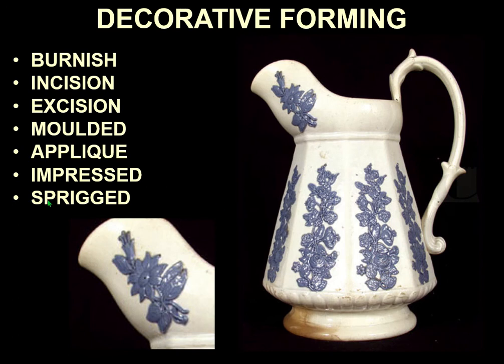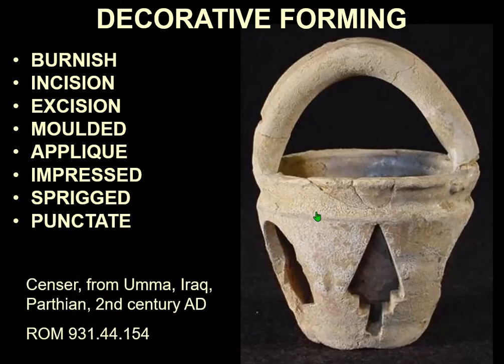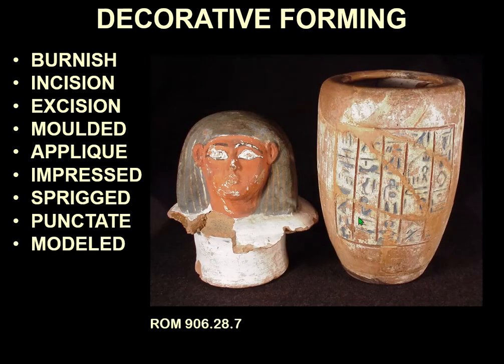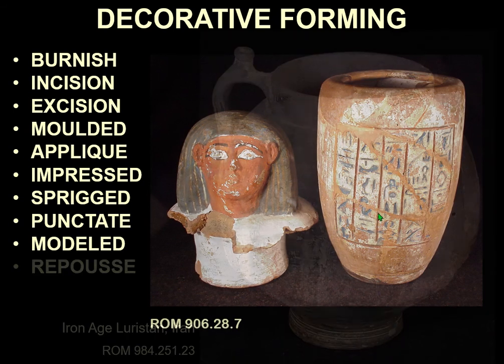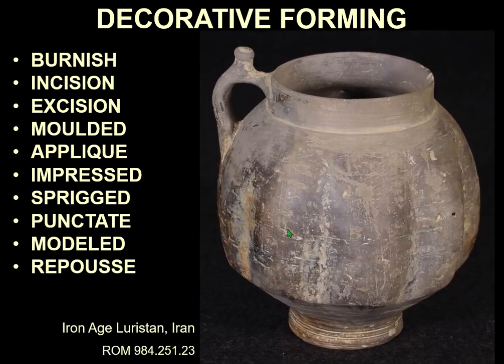Sprigging, I keep trying to find an ancient Middle Eastern example. I think I did find one once actually, where you have this shape which you then apply to the outside. So it's like a molded thing which you push into the side. So you're adding clay as well as shaping it at the same time. That's sprigging. Punctate means there's a hole actually going all the way through the vessel. Modelling, again, is a decorative forming technique. See, this has been modelled on this vessel. Repoussé basically means it's been pushed out from the inside.